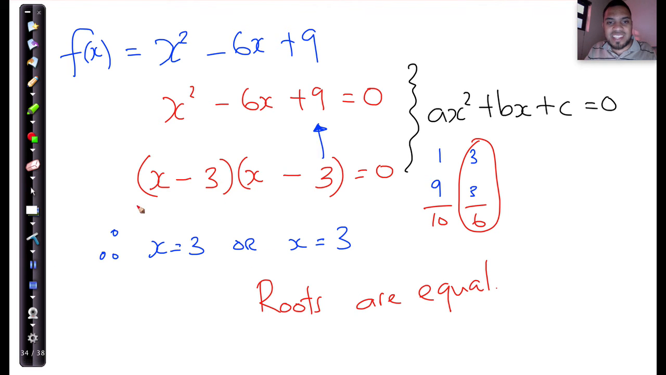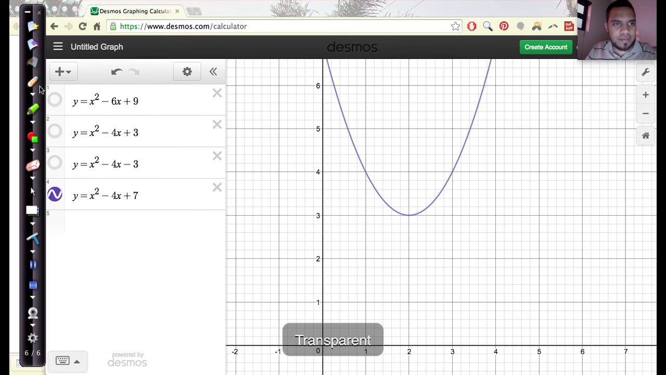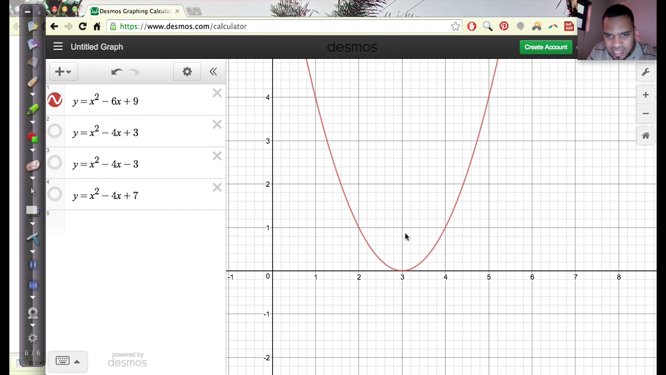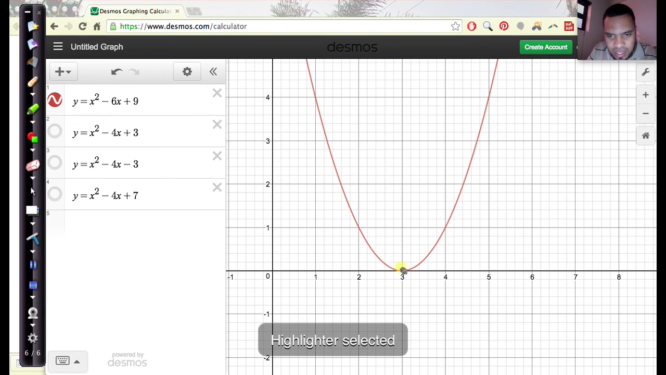Now if we look at the actual graph and see what it looks like, that's this curve here, x squared minus 6x plus 9. And what does that look like? Well, it looks like this. It touches at x equals 3. This is the x-axis, and it touches the x-axis at 3. And as you can see, it only touches the x-axis once.